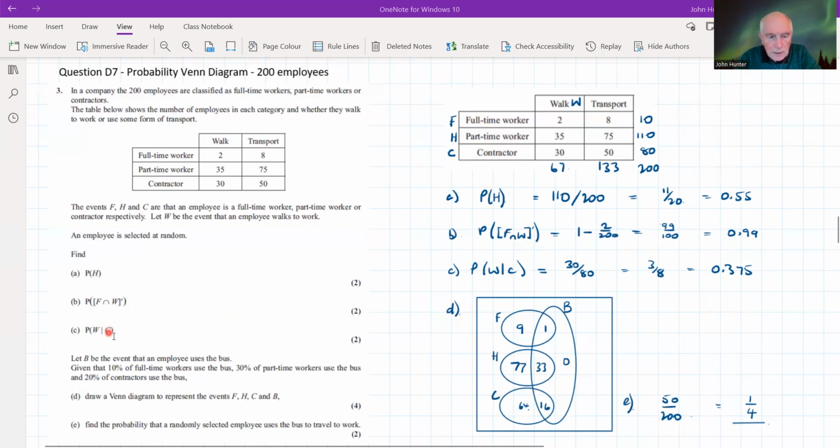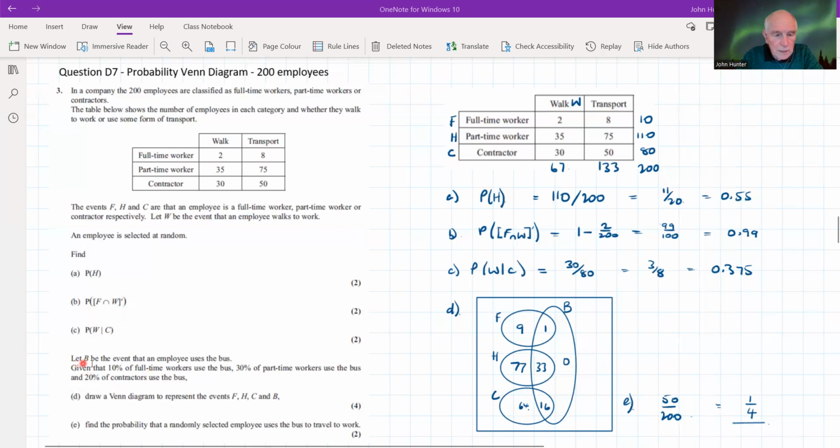Part C is the probability of walking. This employee walks, given that he or she is a contractor. Okay, so basically what we are now doing with this conditional probability is confining ourselves to this row here. And there's only 80 in this row. 30 of them are the walkers. So the probability of walking, given that we're just confined to this, is going to be 30 out of 80. So that's 3/8, 0.375.